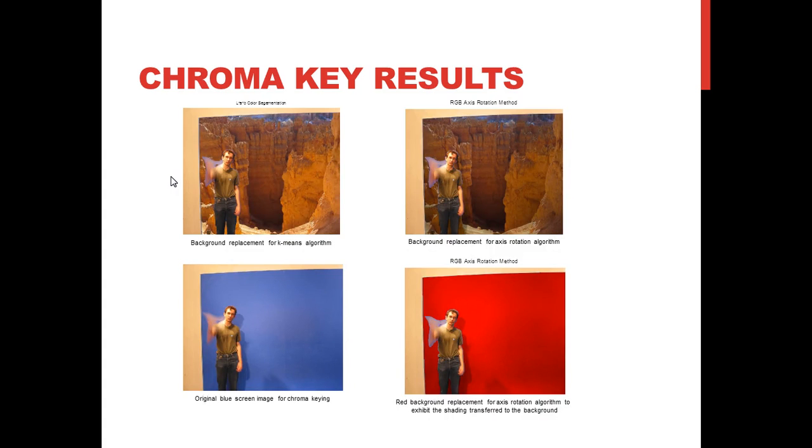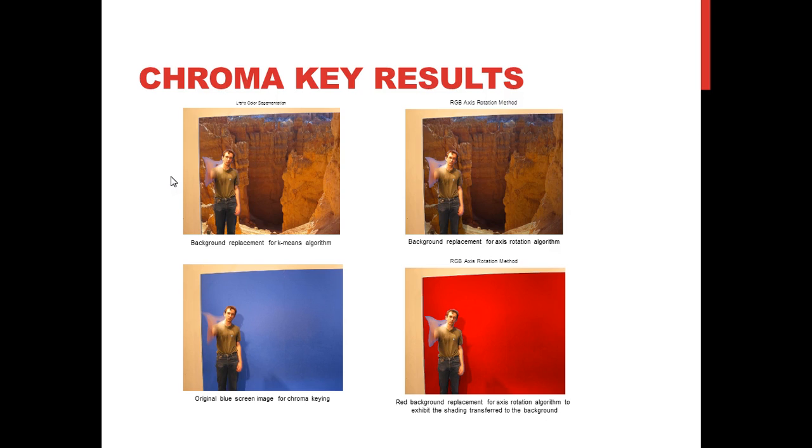So here are the results. The top two images are, respectively, the k-means algorithm and the axis rotation algorithm's replacement of the background. They performed in a very similar way. The k-means takes a lot longer. It's more like 9 seconds, while the axis rotation is under a second.